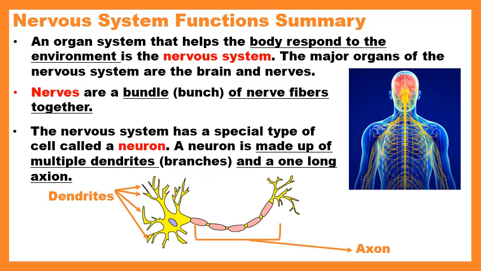Again, I think it looks like a tree that's been pulled out of the ground sideways. The top of the tree branches are called the dendrites. The long trunk of a tree, or the long part of a neuron, is called the axon.